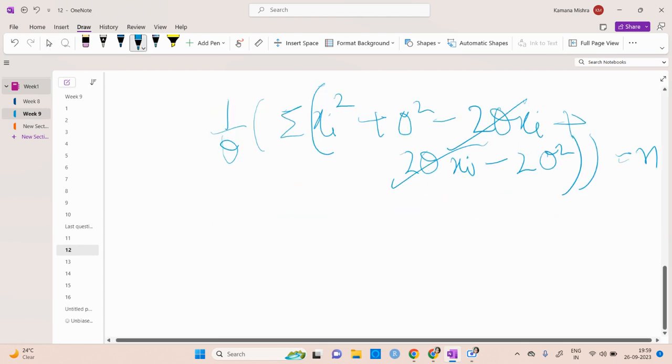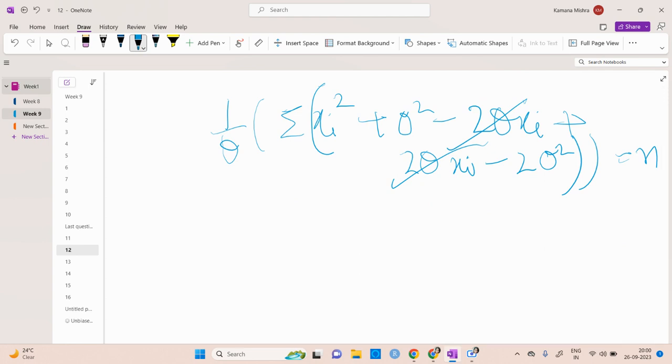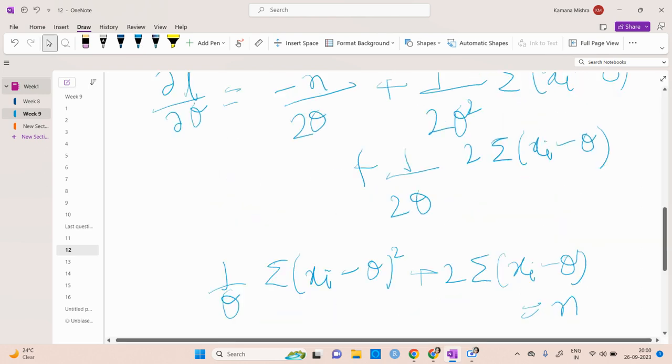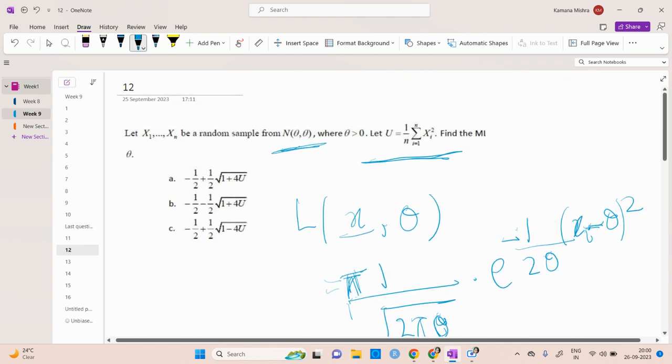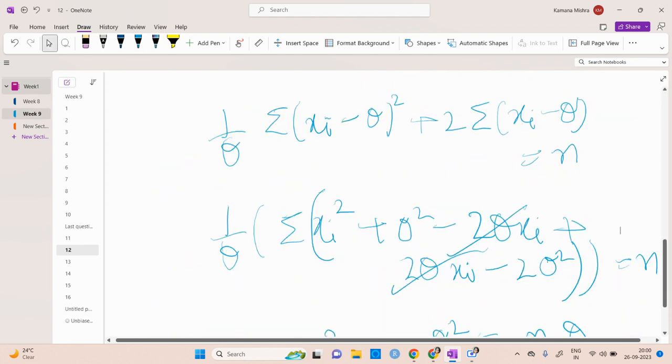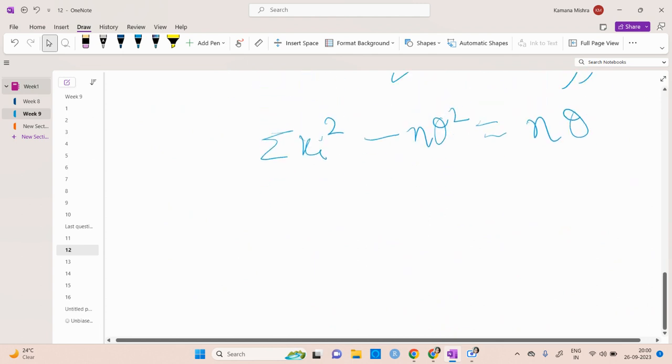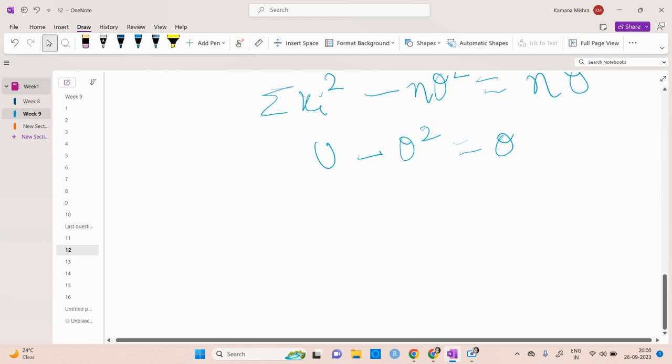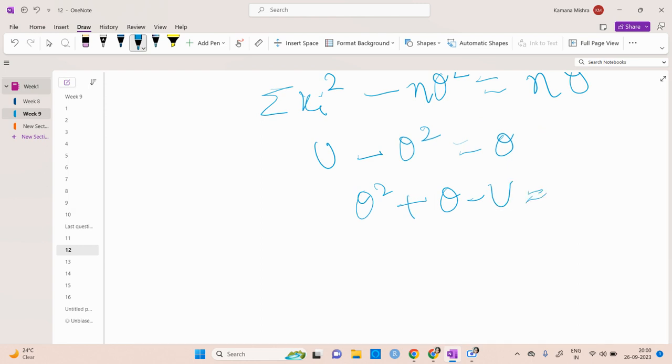So this one will cancel out, theta square minus 2 theta square will be minus theta square. Then we can just take theta over there. So it will be theta summation xi square, and then we can write this as n theta square. Now we will use u is equal to 1 upon n summation xi square. So we just divide by n, and then we can write u minus theta square is equal to theta. So it will be theta square plus theta minus u is equal to 0.